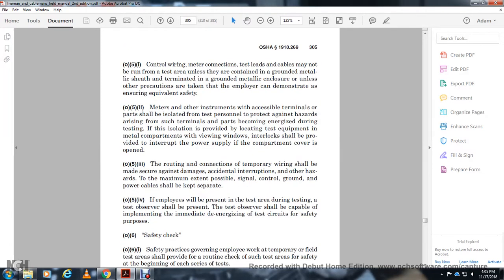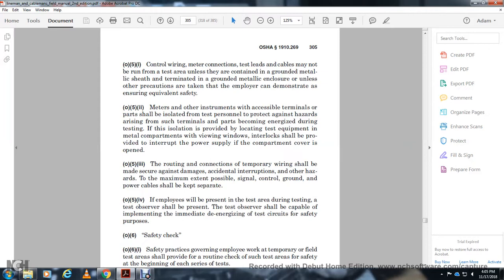Controlling wire and measuring connections to the test lead or cable that may not be removed from the test area shall be contained within a grounded metal sheath, terminated with the ground metallic enclosure, unless other precautions are taken and the employer can demonstrate that it is of equivalent safety. Meters and other instruments with access to the terminal of the part, for the test personnel, shall be protected against the hazard of rising voltage of the terminal of the part being commonly energized during the testing. Isolation shall be provided with the locating and testing equipment.